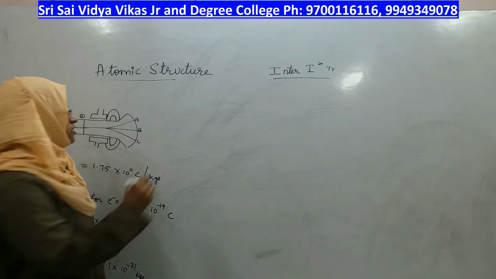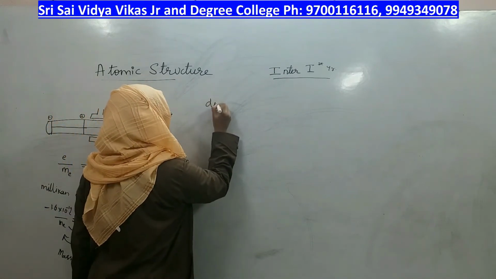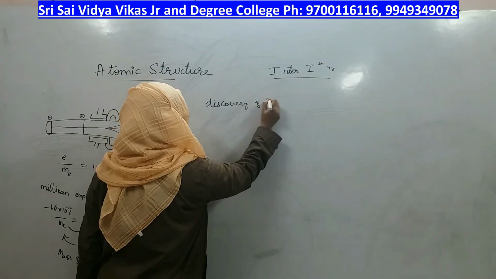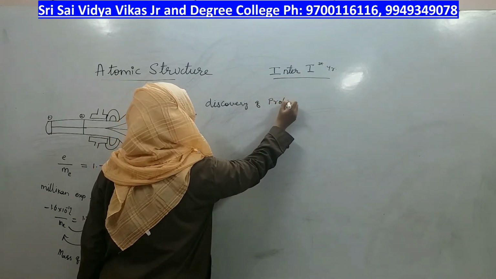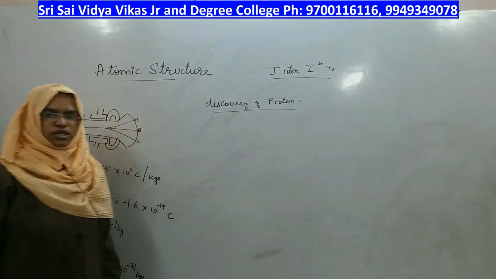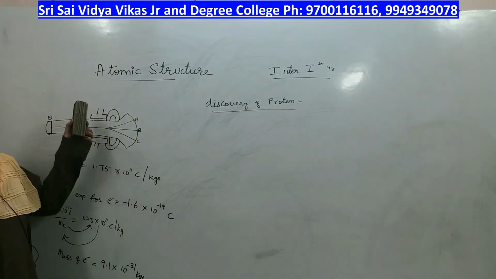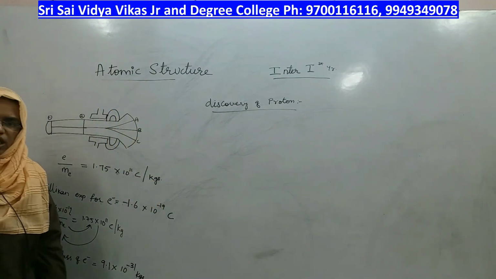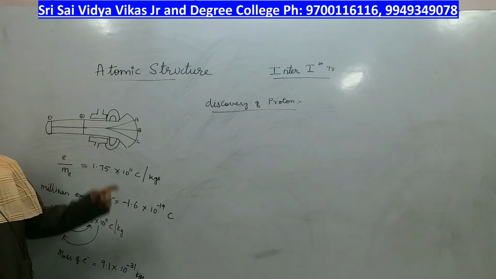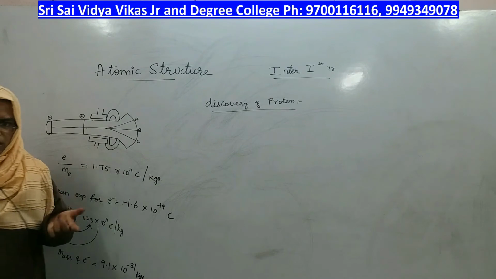Coming to the discovery of the proton. The proton was also discovered by using the same concept of the cathode ray discharge tube, but modifying it a little bit. What type of modification? We don't need to know that.